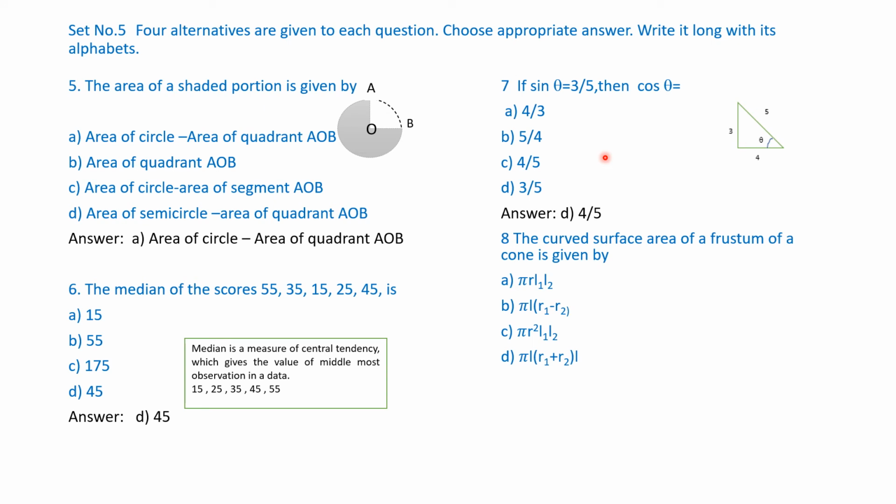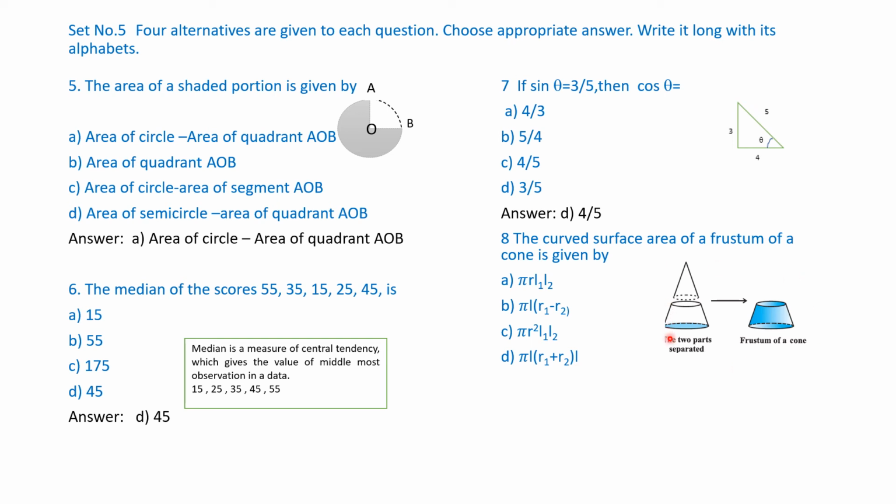Question number 8. The curved surface of a frustum of a cone is given by, four options are given. Option A, pi r L1 L2. Option B, pi L into R1 minus R2. Option C, pi r square L1 L2. Option D, pi into R1 plus R2 into L. Four options again. First, the theoretical background.